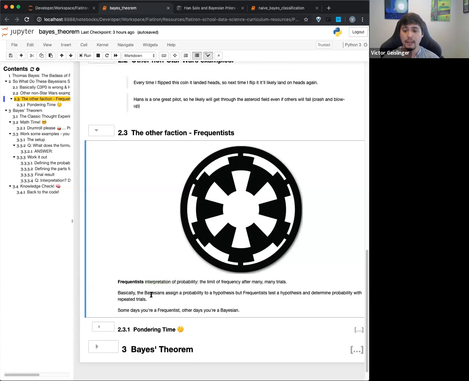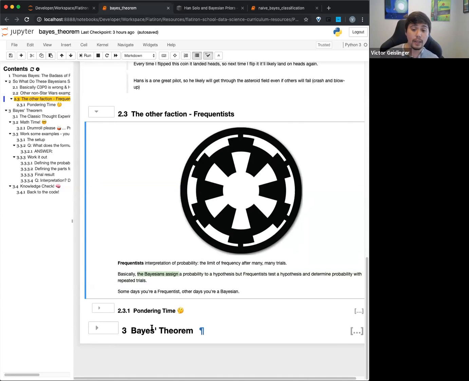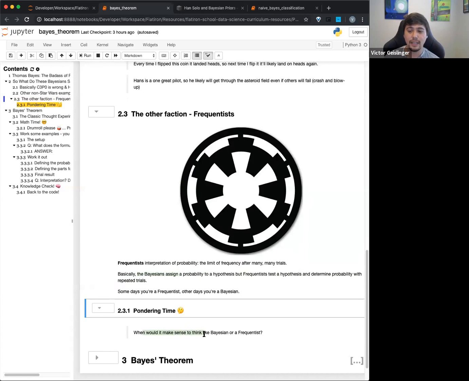And so, like I said, Bayesians assign a probability to a hypothesis, and frequentists test the hypothesis and determine probability with repeated trials. There's not really a thing of saying you are just a Bayesian versus just a frequentist. Sometimes you're a frequentist, sometimes you're a Bayesian. It just depends on the situation. So, a quick check-in: does this make sense? When would it make sense to think like a Bayesian versus a frequentist based on what you know? Can anyone think of an idea of when it makes sense to think more Bayesian or more frequentist?